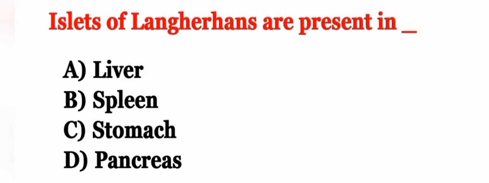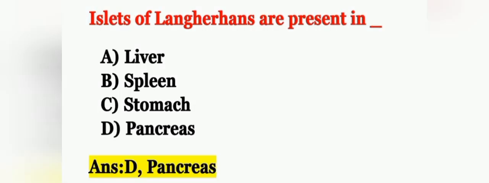Islets of Langerhans are present in: Option A, liver. Option B, spleen. Option C, stomach. Option D, pancreas. Islets of Langerhans are present in the pancreas. Option D is the correct answer. Move on to the next question.